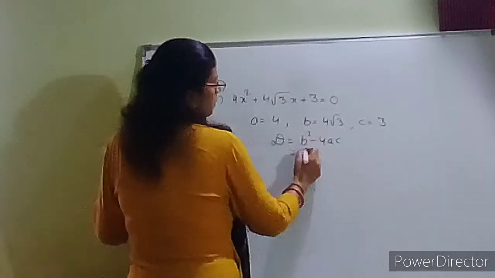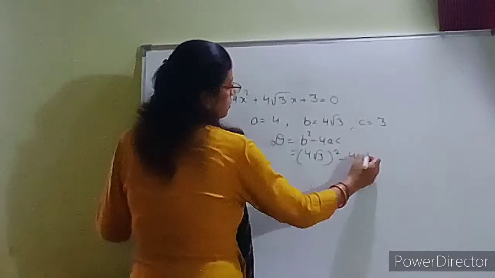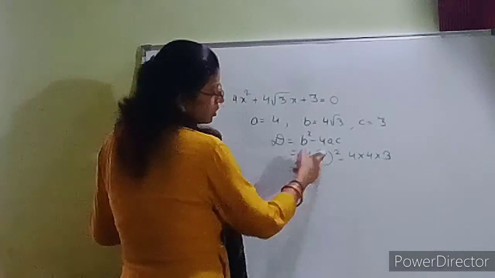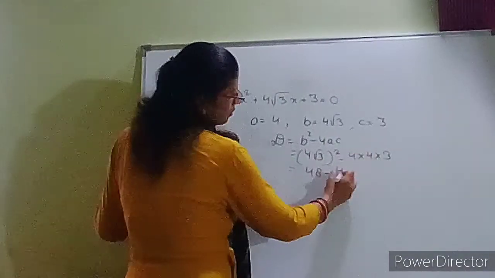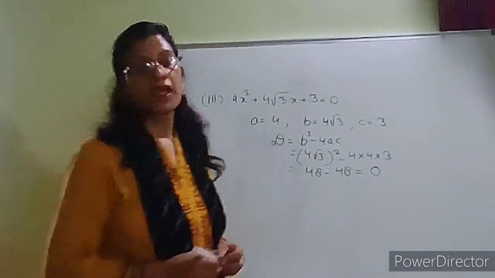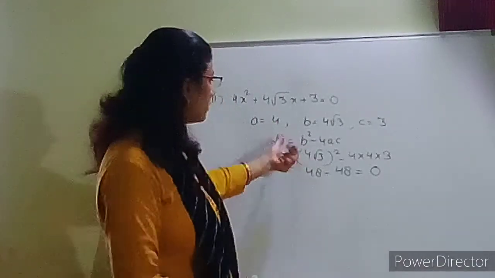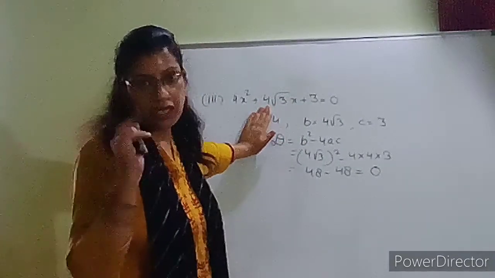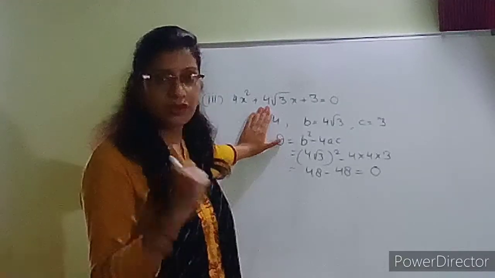So what is b? (4 root 3) whole square minus 4, a is 4, c is 3. So 4 fours are 16 and root 3 square is 3. 16 threes are 48. 4 fours are 16, 16 threes are 48. What is the value of the discriminant coming? 0. So whenever I told you in this video only, in the starting, whenever the discriminant is 0, both the roots of the equation will come equal. And right now you have seen both were coming equal, the value of x.